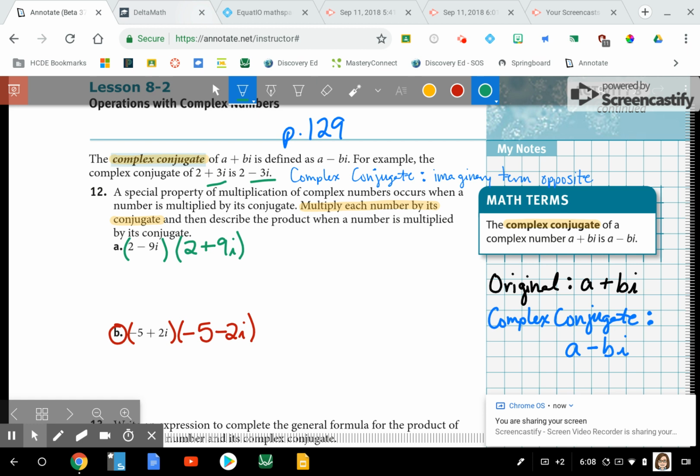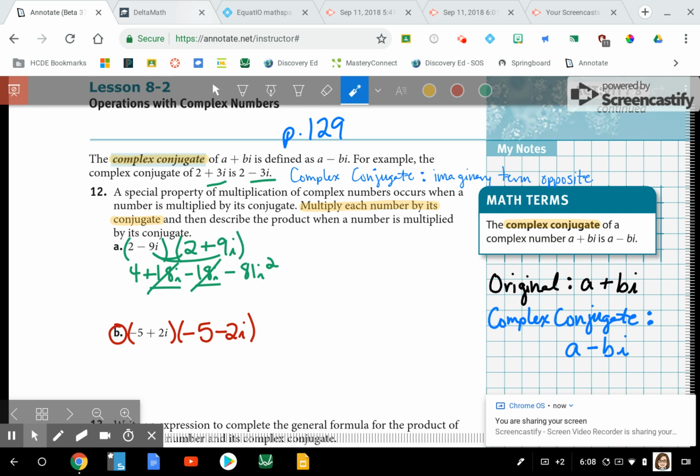So we have 2 times 2, so 4. Then we'll do 2 times the 9i, so positive 18i. So inner is this negative 9i times 2, so that's a negative 18i. And then last, negative 9i times positive 9i would be a negative 81i squared. Notice these two middle terms, the i's, negative 18, positive 18, cancel. So right now we're left with 4 minus 81i squared. That is not our final answer.